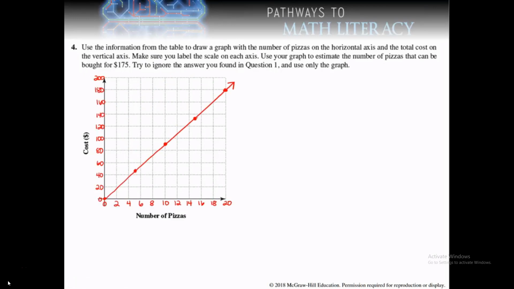And then it wants us to try and use the graph to figure out where $175 is in terms of numbers of pizzas. So looking at that, 175 would hit right around here probably, and so that looks like it's somewhere between 19 and 20 pizzas, closer to 19.